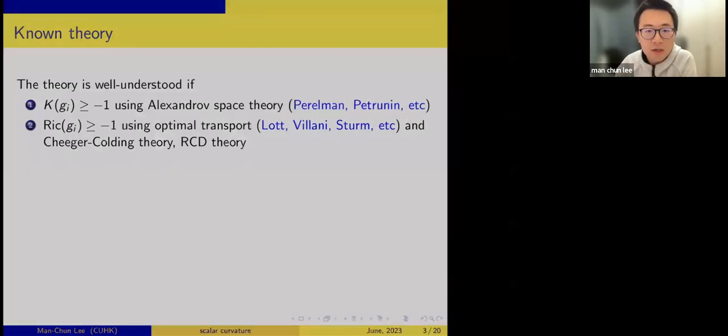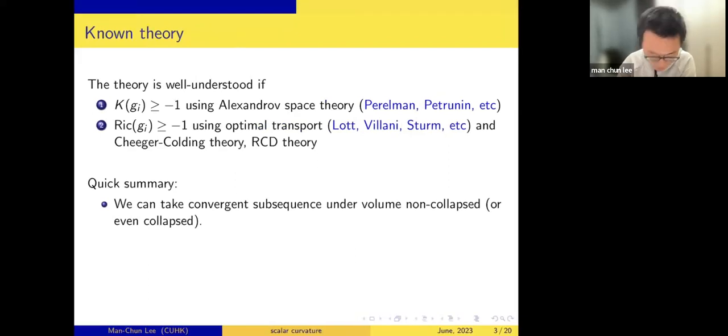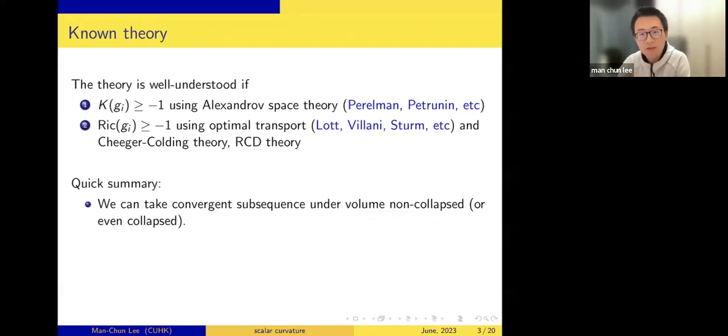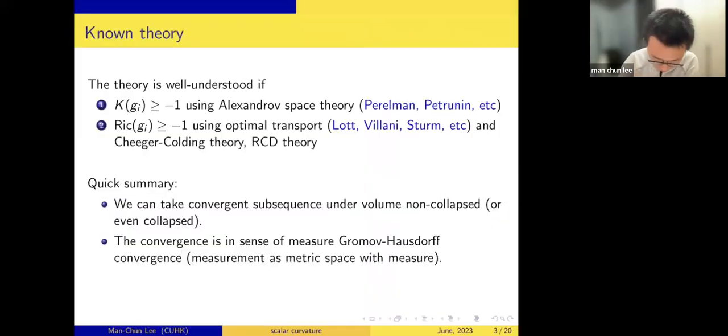Okay, so just a quick overview. We can talk about the convergence of sequences in terms of the Gromov-Hausdorff topology, or more precisely, the measured Gromov-Hausdorff topology if you assume the volume is non-collapsed or even collapsed. This is basically what I just said. And very importantly, in the Ricci curvature case, you have to pay with the measure. This is a key improvement from Alexandrov spaces.